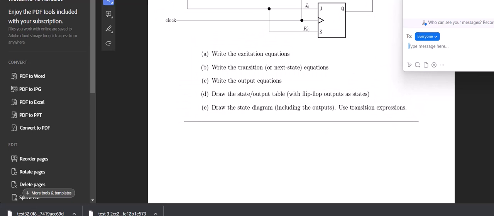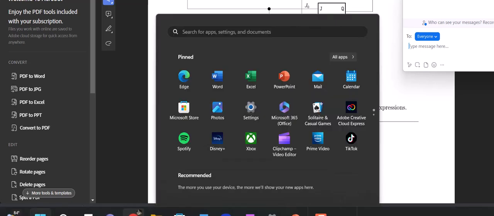Okay, so for this problem, for your circuit, you are going to have to write the excitation equations, write the transition or next state equations, write the output equations, draw the state output table with flip-flop outputs as states, draw the state diagram including the outputs, and use transition expressions. So we are going to do all of these same steps for the smaller circuit that I have there, and in addition, we're going to write the Verilog that goes with it. So that'll take care of both your homework and your lab.